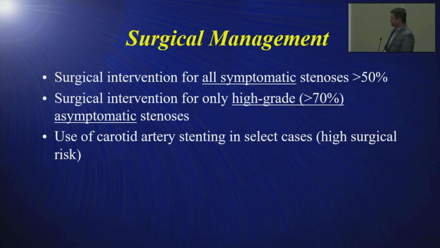So the surgical management is intervention. Surgical intervention is really for all symptomatic patients over 50%. The surgical intervention for high risk, greater than 70% patients for asymptomatic disease, 70% by ultrasound, and use of carotid artery stenting in selected cases for high surgical risk patients.